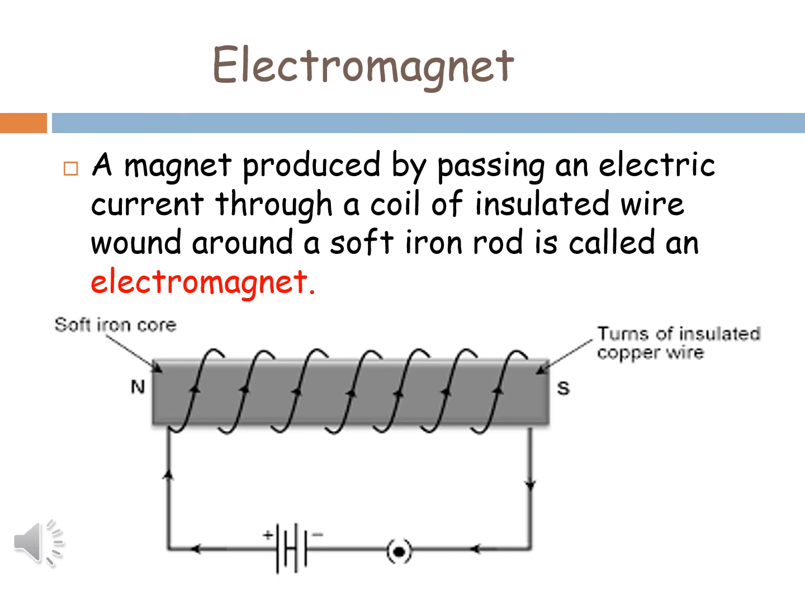this increases and it creates a stronger magnet than the coil alone, and this magnet disappears when you switch off the electric current. So we can say the magnetism of an electromagnet lasts only as long as a current passes through its coil.